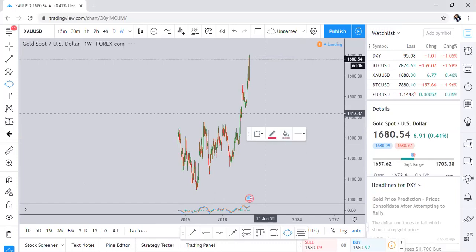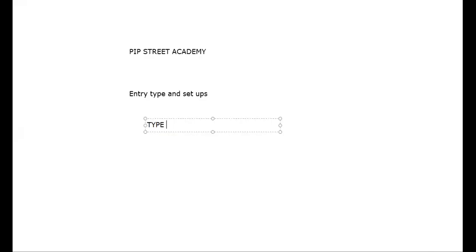So let me type that here. We have types of market entry. One, the breakout, which is also type 1, and we have the reversal, type 2.